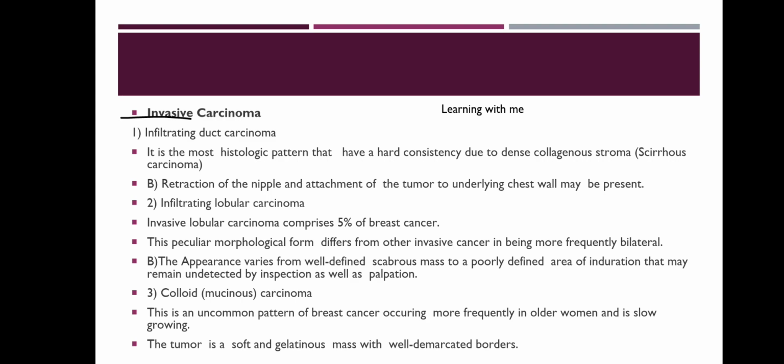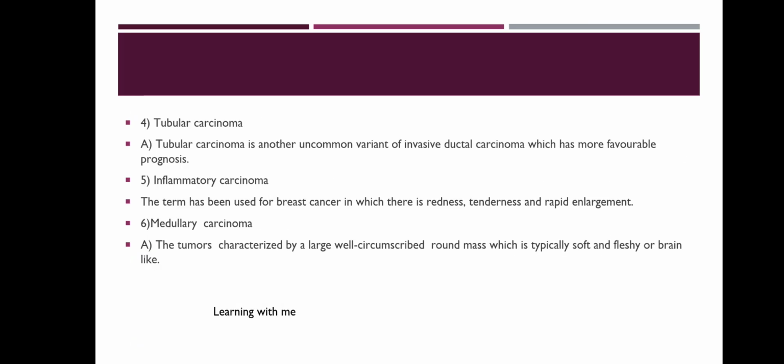This is an uncommon pattern of breast cancer occurring more frequently in older women and is slowly growing. The tumor is a soft and gelatinous mass with demarcated borders. Tubular carcinoma. Tubular carcinoma is another uncommon variant of invasive ductal carcinoma which has a more favorable prognosis.